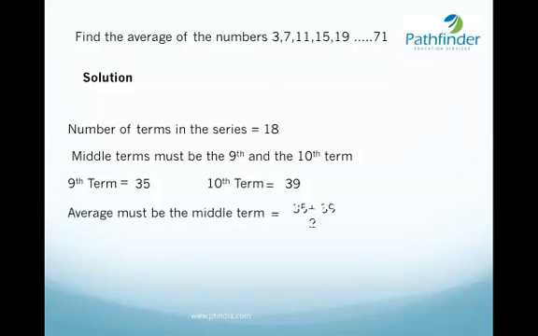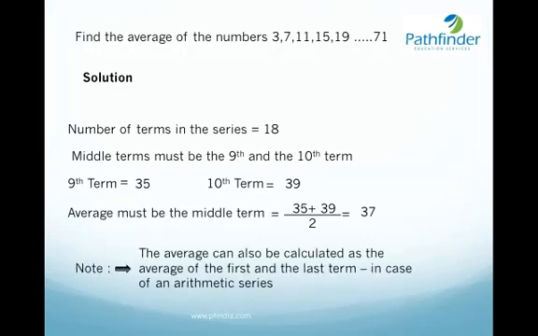What is the average? The average is equal to the sum of the two middle terms, that is 35 plus 39, divided by 2, that is equal to 37. As I told you earlier, the average can also be calculated as the average of the first and the last term. So what is the first term here? 3. And what is the last term? 71. So the average of 3 and 71 is also equal to 37. So whenever numbers are written in a series, the average of numbers in a series can always be calculated as the average of the first and the last number of the series.